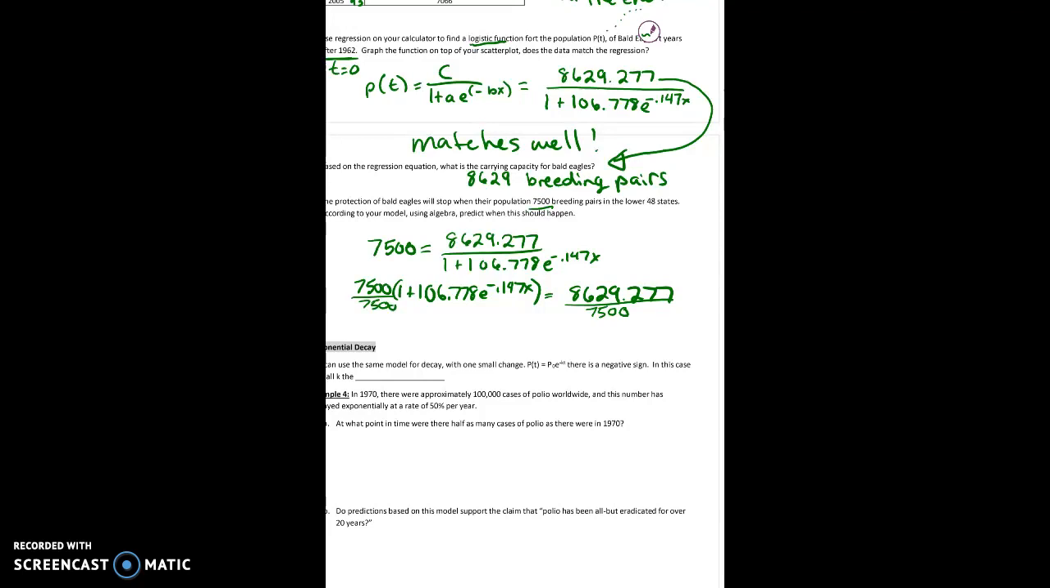Then I've got this 1 over here, so I'm going to subtract 1, just because that's going to make my life easier. So I have 106.778 e to the negative 0.147x equals 0.15057. And remember, I'm keeping the rest of that in my calculator.